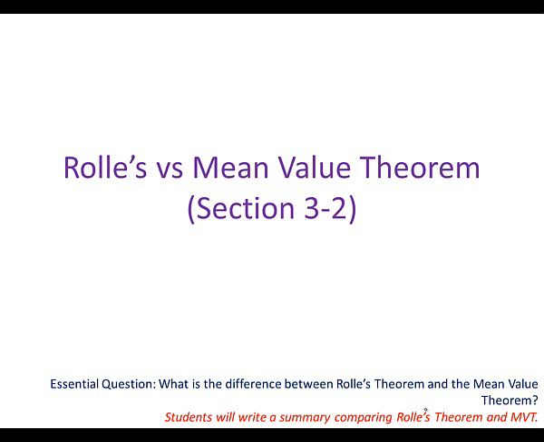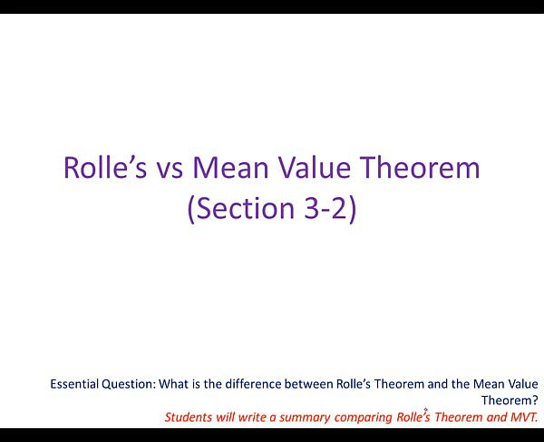Okay. So the past 2 days we've spent studying Rolle's theorem and the mean value theorem. Today we're going to try to identify a little bit of the differences. Remember Rolle's theorem? We set the derivative equal to 0, but in the mean value theorem, we set the derivative equal to the slope. That's really the huge difference, okay?